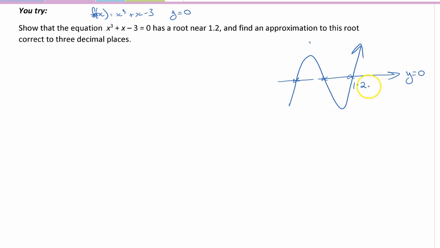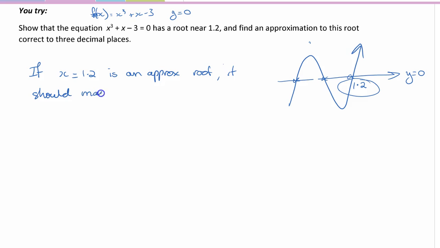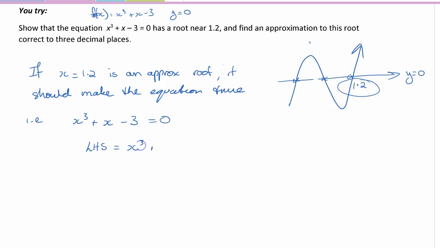Okay, so how would I show that? Well, if that is an approximate root, it should make the equation true. So if x equals 1.2 is an approximate root, it should satisfy the equation, that is, that x cubed plus x minus 3 equals 0. So we're going to show that. Therefore, the left-hand side is x cubed plus x minus 3, and we're going to put in 1.2 cubed plus 1.2 minus 3.